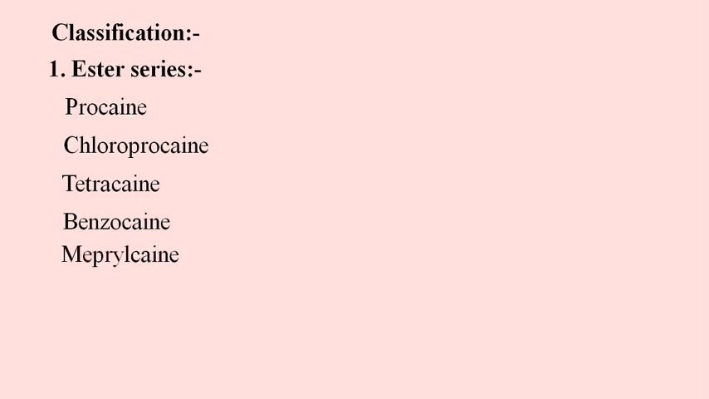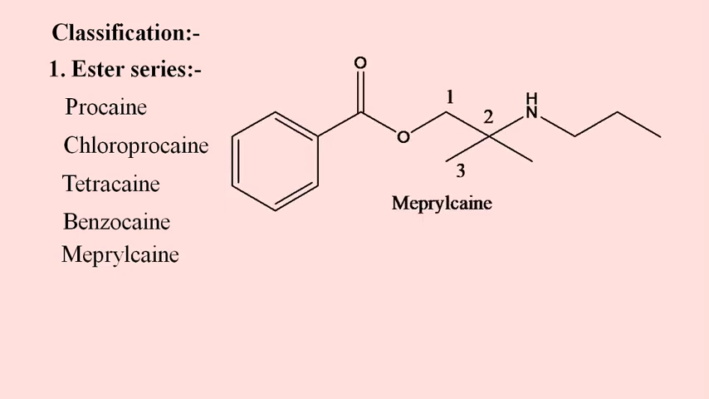Next, meprylcaine. Its IUPAC name, look here, from position number 2 I will start: 2-methyl-2-propylamino-1-propyl benzoate. Meprylcaine is slightly more potent than procaine and has a more rapid onset and shorter duration of action, and its toxicity approximates that of procaine. So this is all in the ester series.